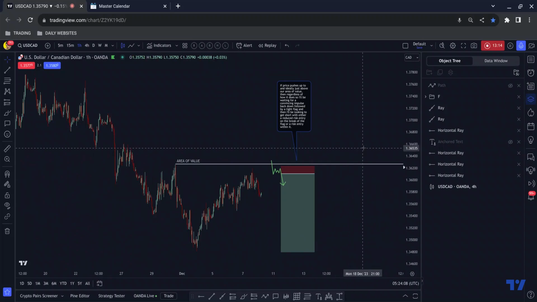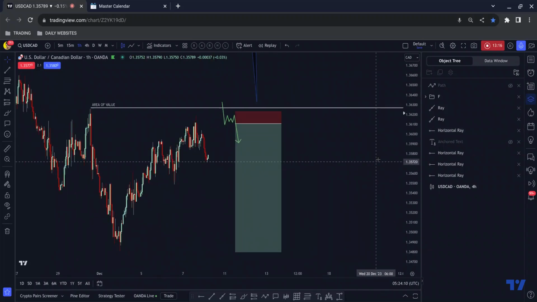And that's what I'll be looking for from dollar CAD, just speeding up ever so slightly. I've got an alert set just below the area of value. If it doesn't trigger, then I will not be looking to place a trade.